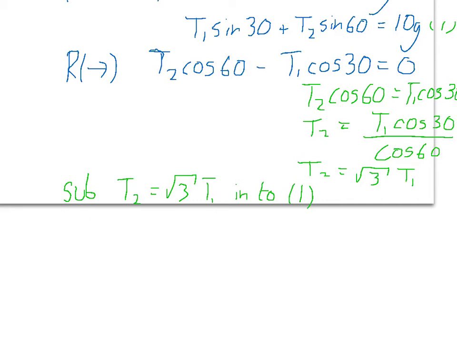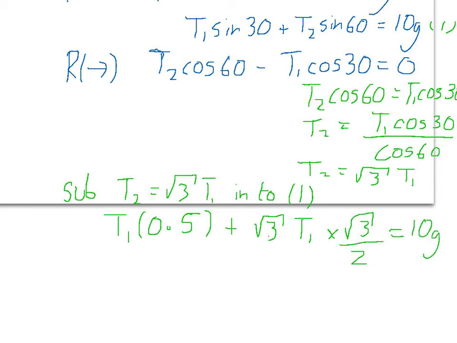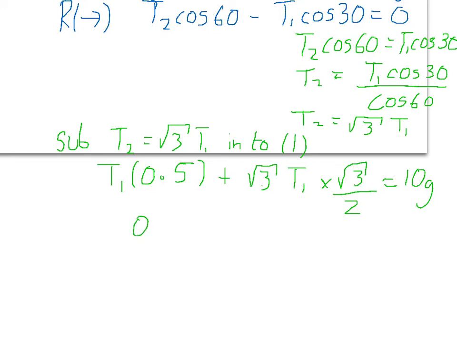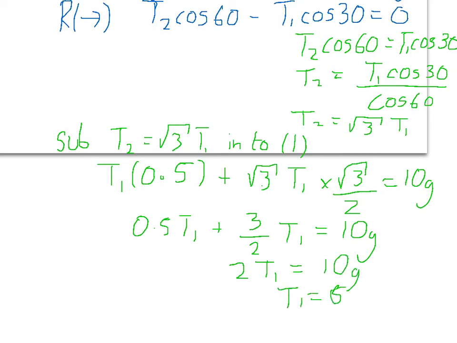So T1 times 0.5 plus, this is where we're changing it, so our T2 is going to be replaced by what we've got, times sine of 60, which if you do on your calculator comes out as root 3 over 2, and that is equal to 10g. So if you sort this out now, first bit is 0.5 T1. Second part, remember from Core 1 that root 3 times root 3 is just 3, so it's 3 over 2 T1 equals 10g. Collect that together, you get 2T1 is equal to 10g. So T1 is equal to 5g.